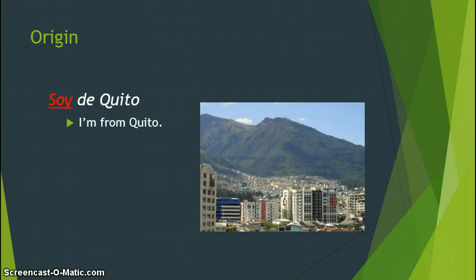Origin. If I want to say I originate or I come from a certain area of the world, I will use ser because this is a little bit more permanent. Soy de Quito. So if I'm born and raised in Quito, I can't change that. I can move to another part of the world, but that's where I originate from. That's my origin. Soy.